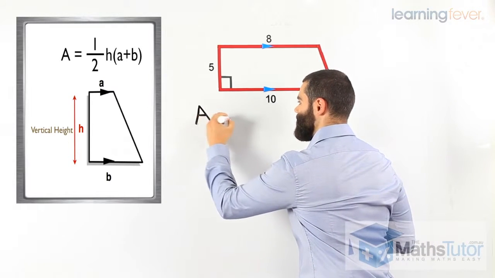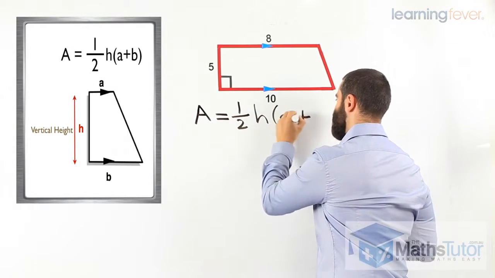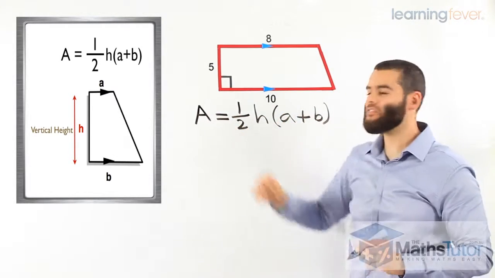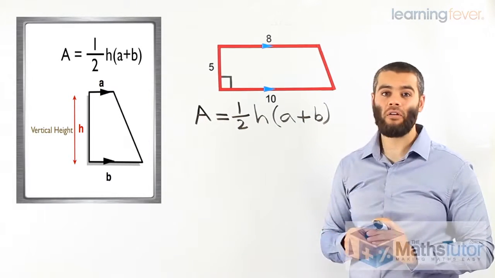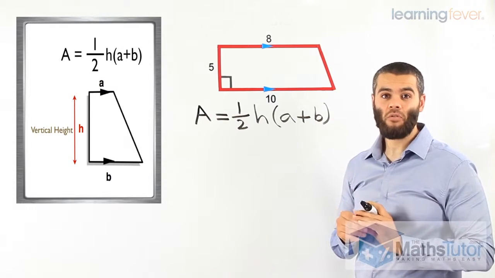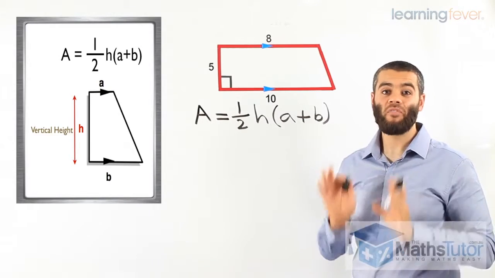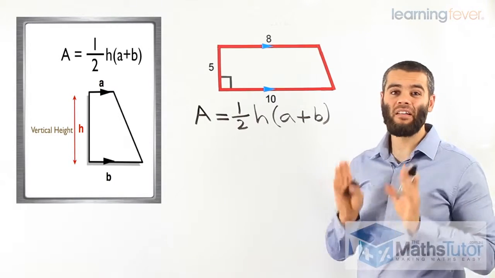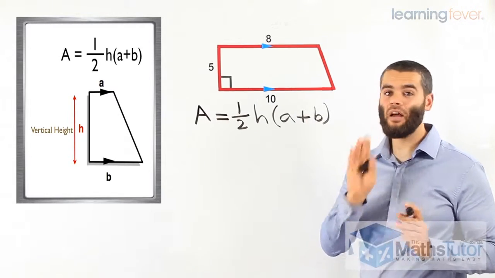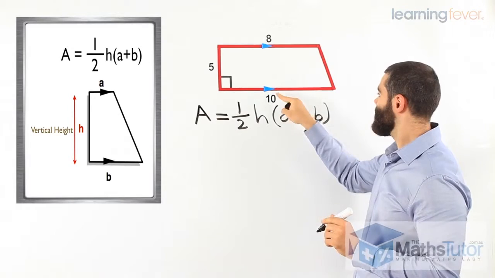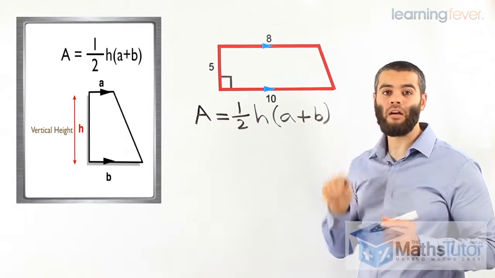A equals half h (a plus b). A stands for the area, half times the height, and a plus b are in brackets. We need to easily identify the a and b. All the time, the a and b are the parallel lines. Whenever you see a trapezium, the a and b are the parallel lines. It doesn't really matter which is which, as long as you know a and b are the parallel lines.